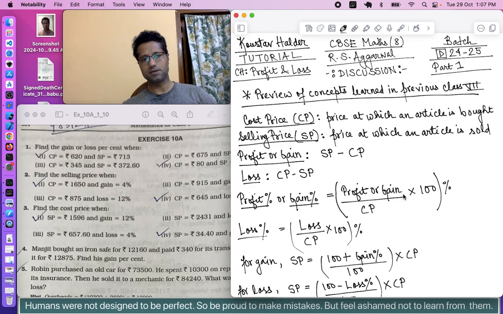Loss percent is similarly the loss expressed as a percentage based on the cost price. Its formula is very straightforward: loss divided by cost price multiplied by 100.